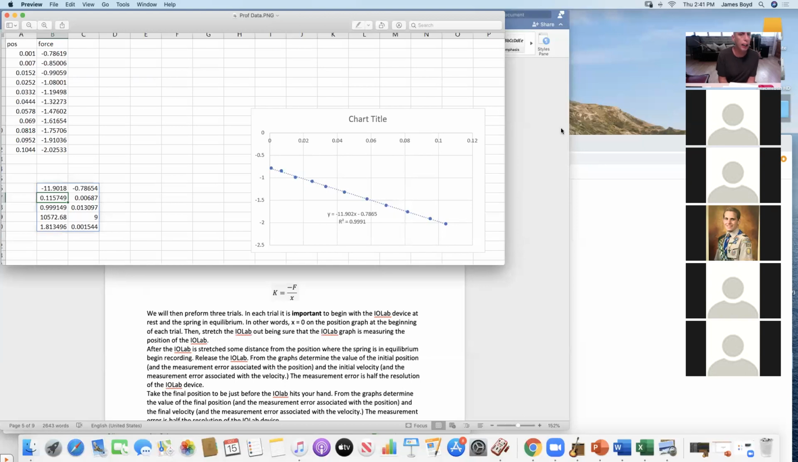data, and so his K is 11.9, or mine, or whoever said it. This is his error when he does the Linest function. So cool. So it's 11.9 newtons per meter plus or minus 0.11. And that's pretty good. Thank you, Ollie.